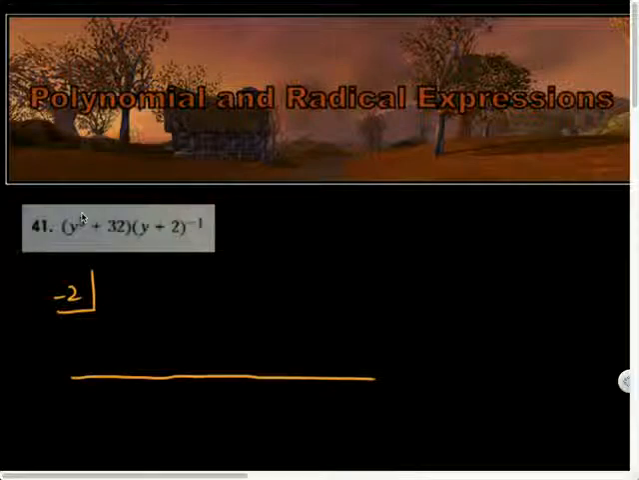And now let's see, I've got y to the 5th. So I'm going to have 1y to the 5th, 0y to the 4th, 0y cubed, 0y squared, 0y, and then I've got 32. Yeah, that's a lot of placeholders.